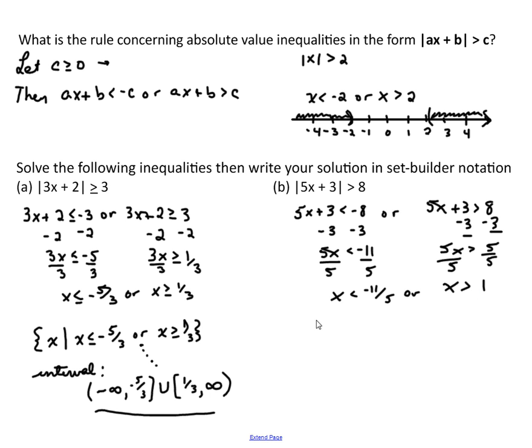And again, set builder notation requires that we use the curly brackets and write x such that x is less than negative 11/5, and it's okay to leave the fractions in improper form. In fact, we prefer it. Or x is greater than 1, and that's our solution set to this inequality.